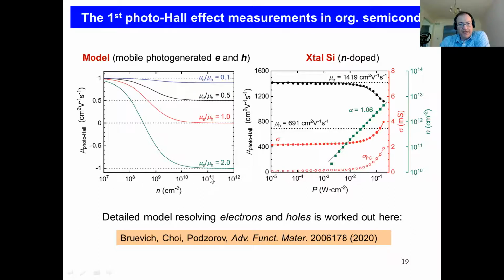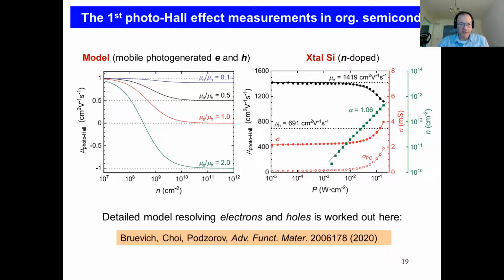The horizontal axis here, you can think about it as incident light intensity. So it should exhibit this roll-off, and at high intensities, photo-Hall mobility should flatten out at a saturated value, where the photo-Hall mobility value should be equal to the difference between the mobility of electrons and holes. So mu electron minus mu hole.